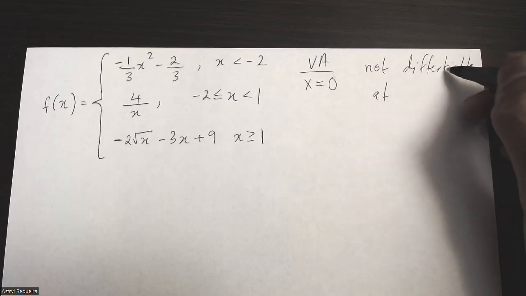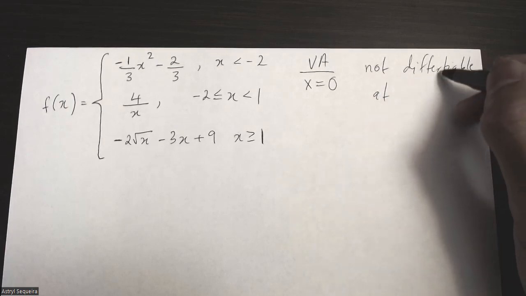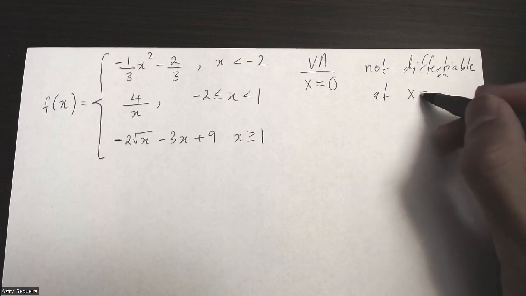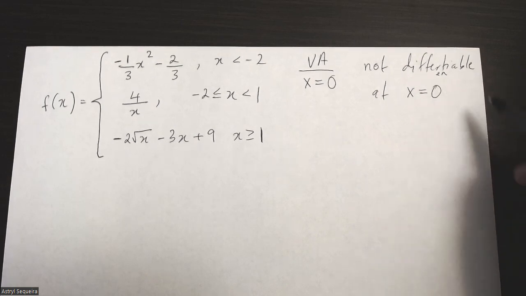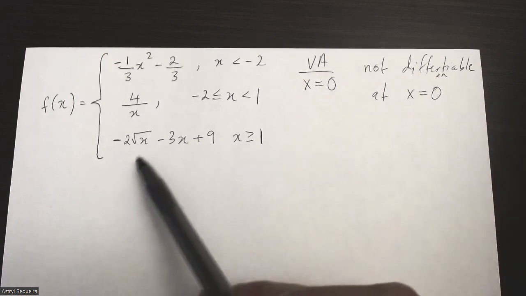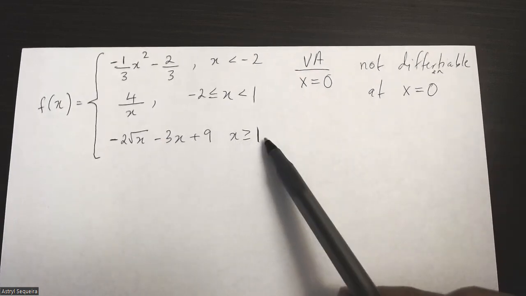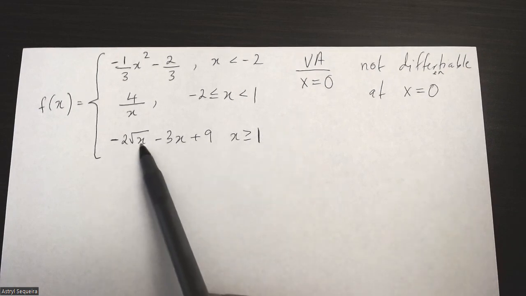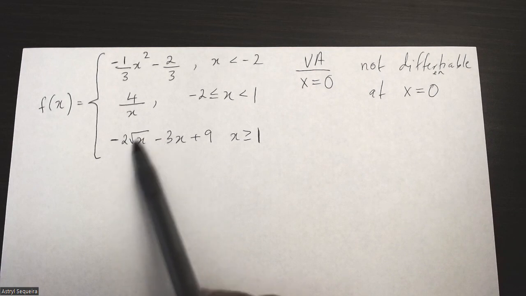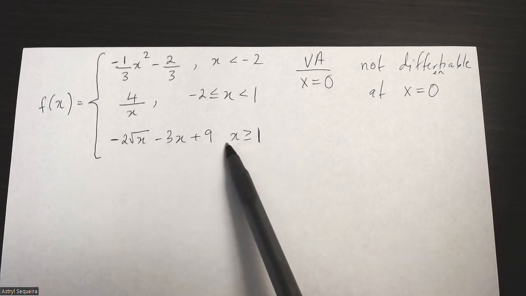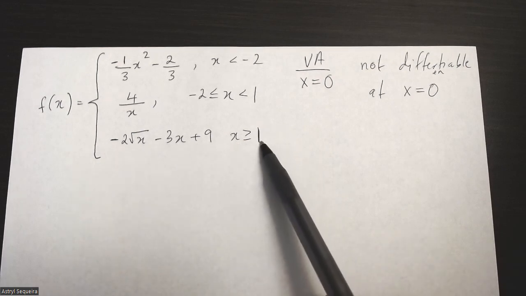at x equals 0. So we found our first point where the function is not differentiable. And the third function is a square root function, which has a domain of greater than or equal to 1. Since it's a square root of x, I know that the domain is x greater than or equal to 0. Since my domain here is greater than or equal to 1, the function is going to be differentiable at every single point greater than or equal to 1.